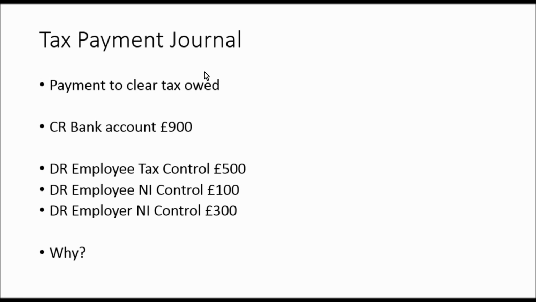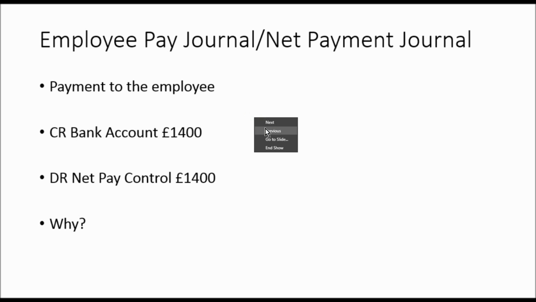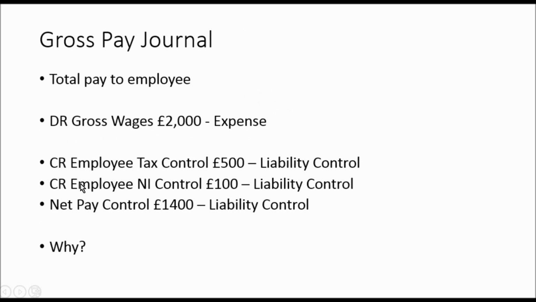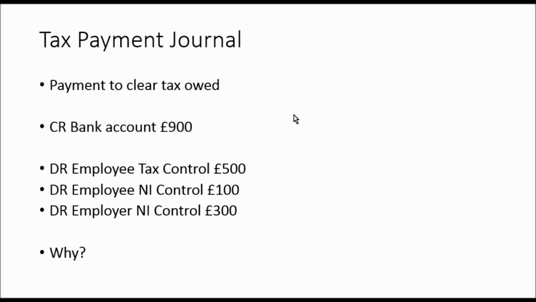And then the tax payment journal. So once again, going back, the employer's national insurance, this money is owed to the tax authorities and needs to be paid. This money, the tax control, the NI control, needs to be paid to the tax authorities. So when that payment's made, we record that payment to clear tax owed. Credit the bank account or credit card account or whatever, doesn't matter where the money's coming from, credit that account. And then we just debit those control accounts to clear them off.